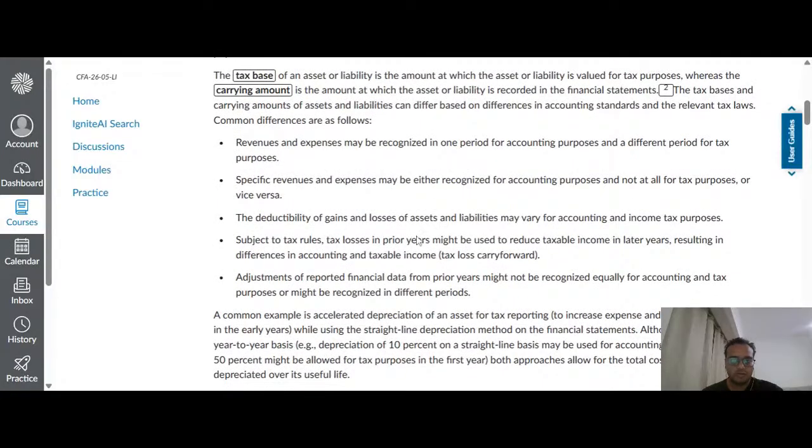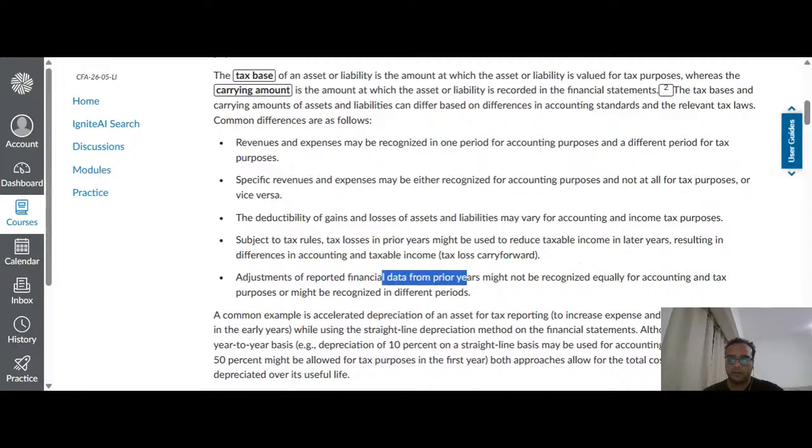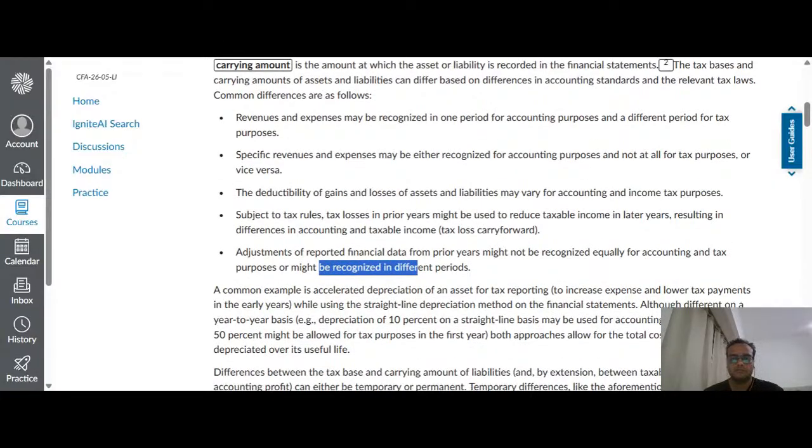Subject to tax rules, the tax losses in prior years might be used to reduce the taxable income in later years, resulting in a difference in accounting and taxable income, which is your tax loss carry forward. Adjustment of reported financial data from prior years might not be recognized equally for accounting and tax purposes or might be recognized in different periods.